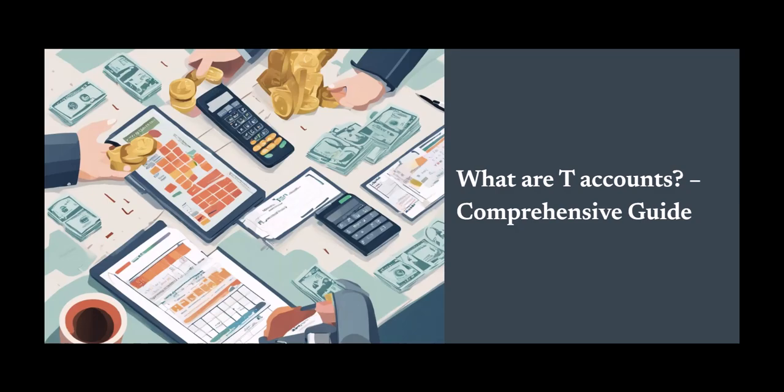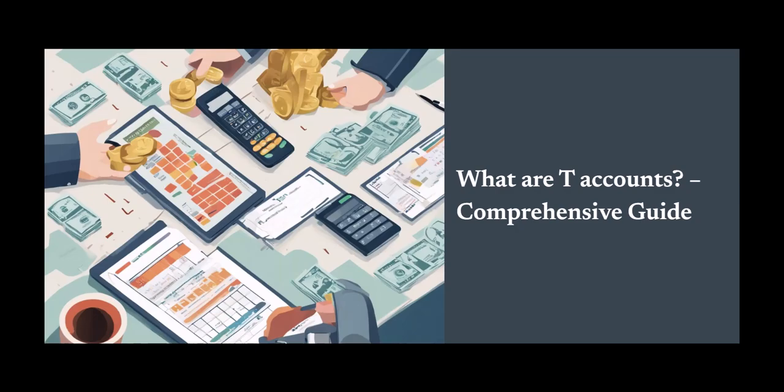Picture this, you're drawing a giant T on a sheet of paper. That's your T account right there. The top of the T is where you write the account's name, like cash or revenue. Now, the left side of the T is for debits, and the right side is for credits. It's a visual way to see how transactions affect different accounts.